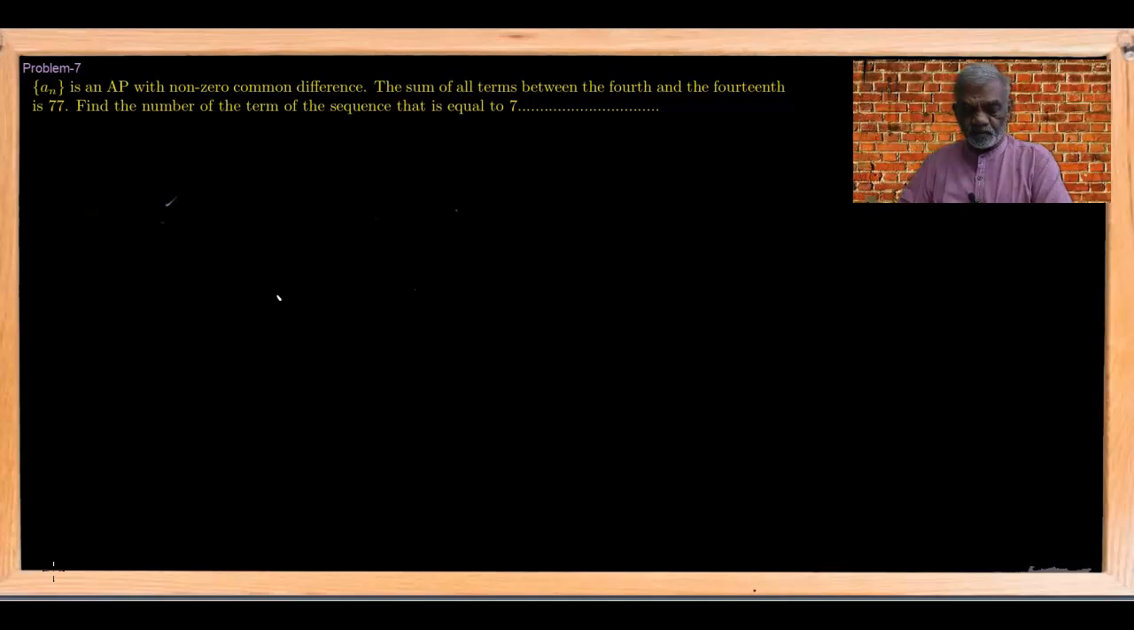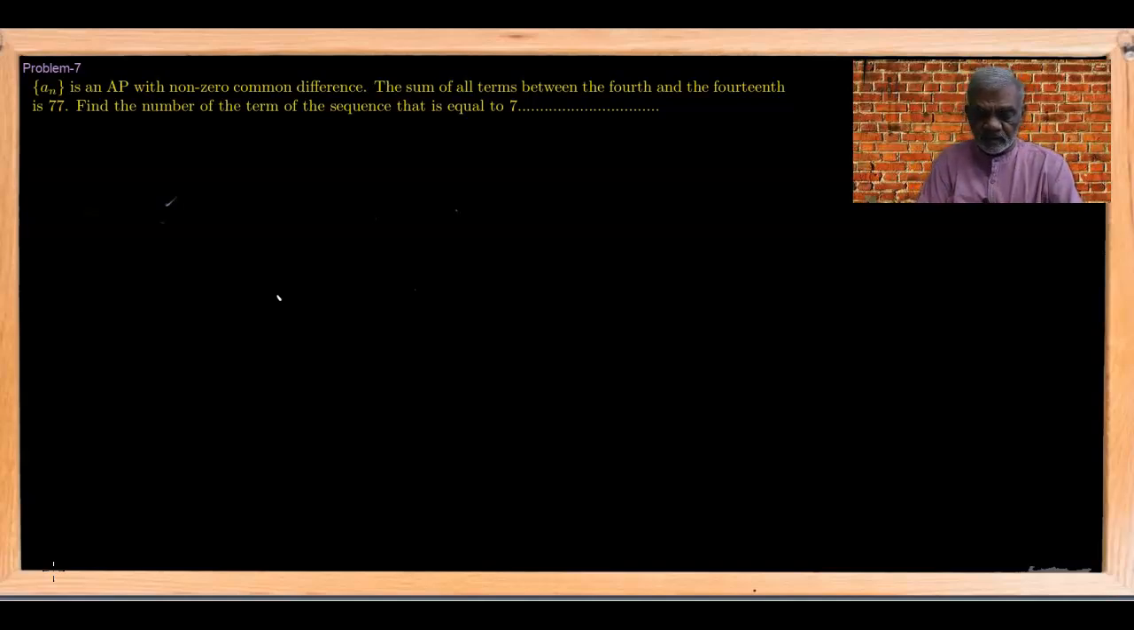Problem 7. If the sequence A_n is an AP with a non-zero common difference, meaning D is not equal to 0, and the sum of all terms between the 4th and 14th is 77, find the number of terms of the sequence that is equal to 7. Which term is equal to 7? We have to find out.